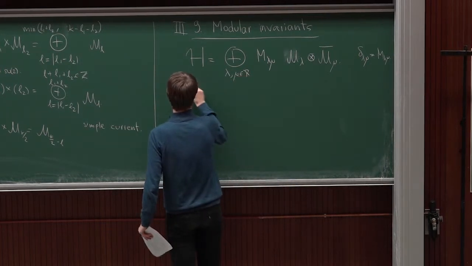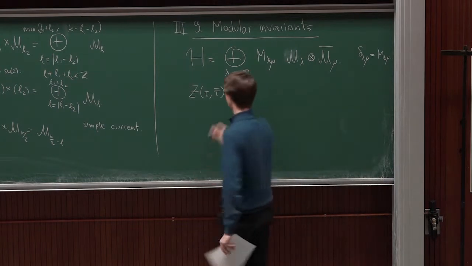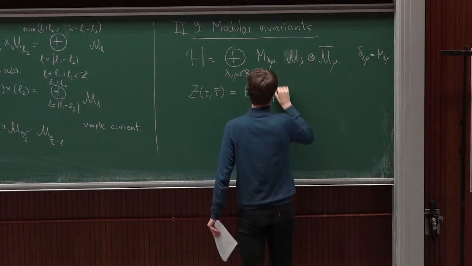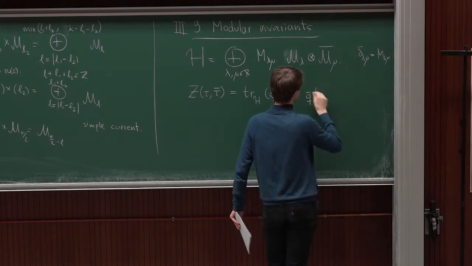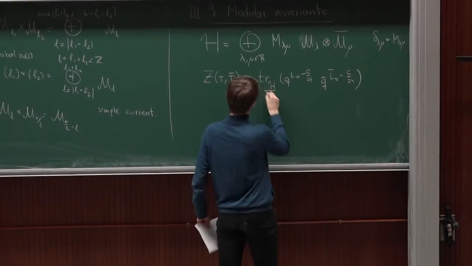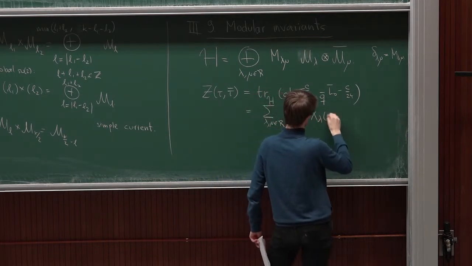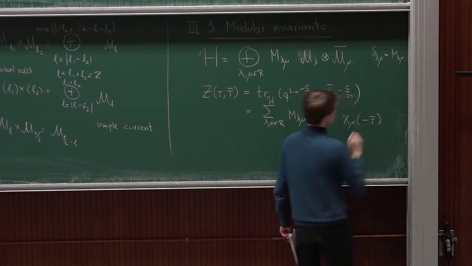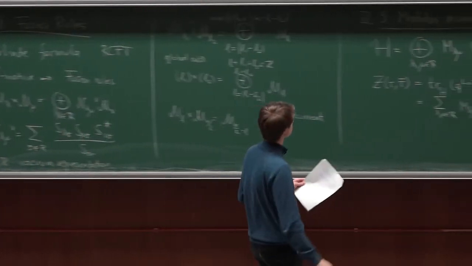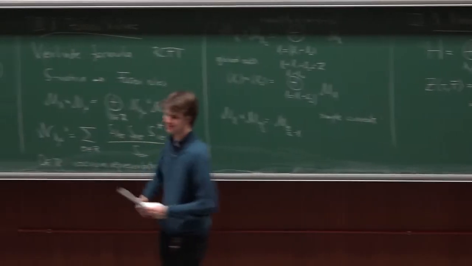And the constraint is that the partition function of the theory, which now depends on tau and tau bar, where I can forget about the z or put it, whatever you like, the chemical potential. The partition function is just, let's recall, the trace over now the whole Hilbert space, and now I put L and L bar here. Okay, that was the definition. And I can express it in terms of my characters: the sum over lambda mu of some multiplicities, times the character of lambda of tau, and the character of mu of minus tau bar. Good. And so what I want is that this is modular invariant.